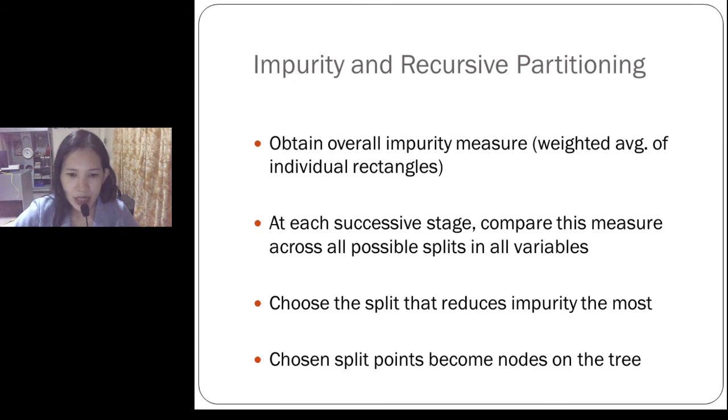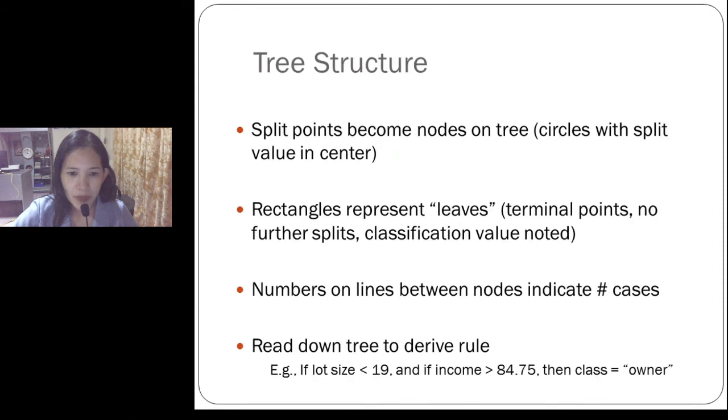So let's illustrate how this is created. But take note that in a tree structure, the split points become nodes on the tree, or the circles with the split value in the center, and the rectangles represent the leaves, the terminal points. No further splits, the classification value is noted. Numbers on lines between nodes indicate the number of cases, and we read down the tree to derive the rule.